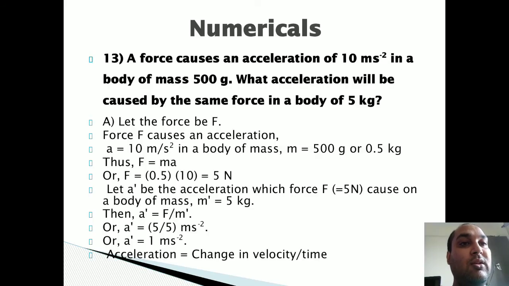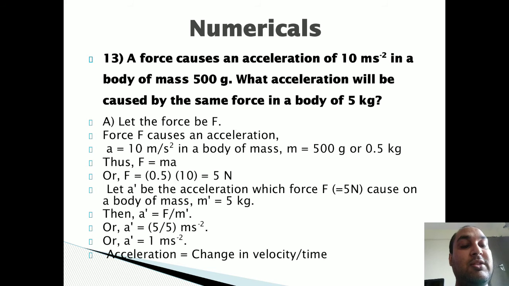Next one, a force causes an acceleration of 10 meter per second square in a body of mass 500 gram. What acceleration will be caused by the same force in a body of 5 kg? Okay, a body is there whose mass is 500 gram. A force acts on it which causes it to accelerate by 10 meter per second square. We have to find out its acceleration. Okay, acceleration is 10 meter per second square given.